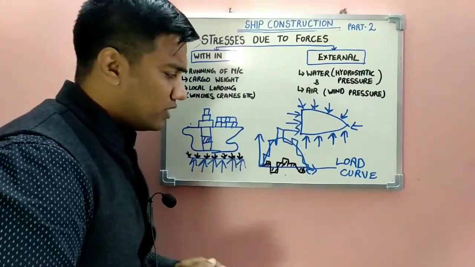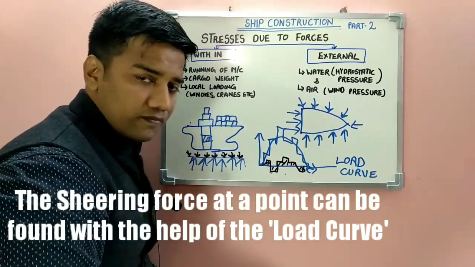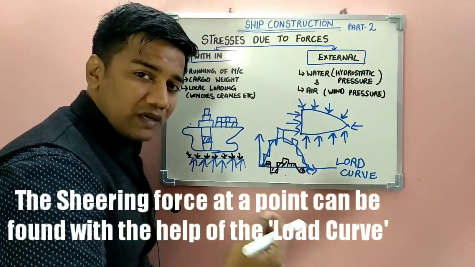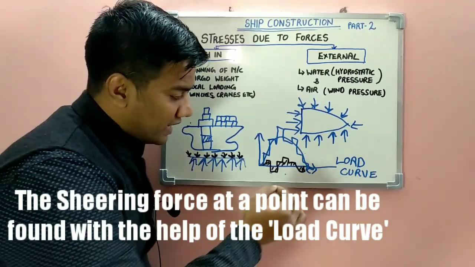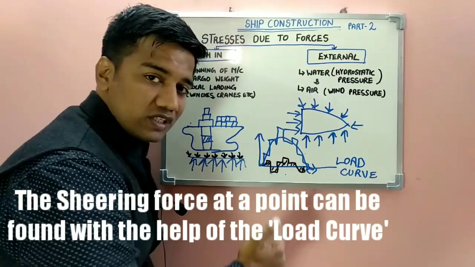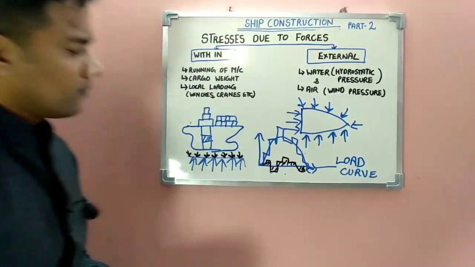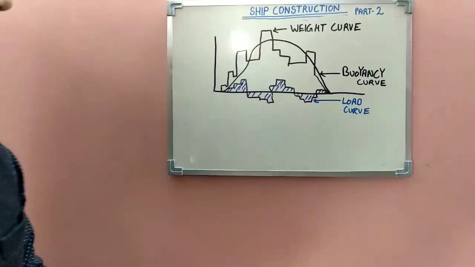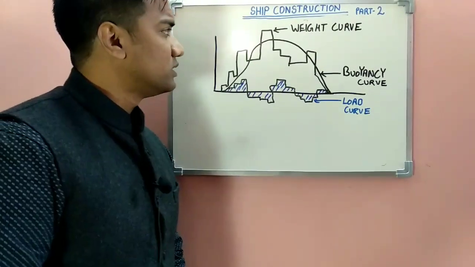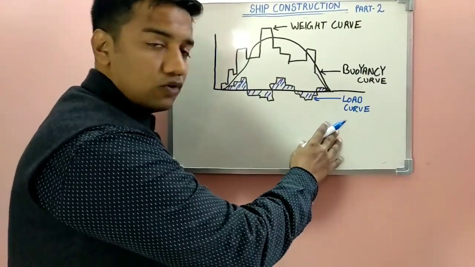How the load curve is helpful is, the area of the load curve helps you to determine the shearing force acting at a particular point. At particular points, how much shearing force is acting is what you can get from the load curve. So friends, as you can see in this figure, you have the weight curve, the buoyancy curve, as well as the load curve.